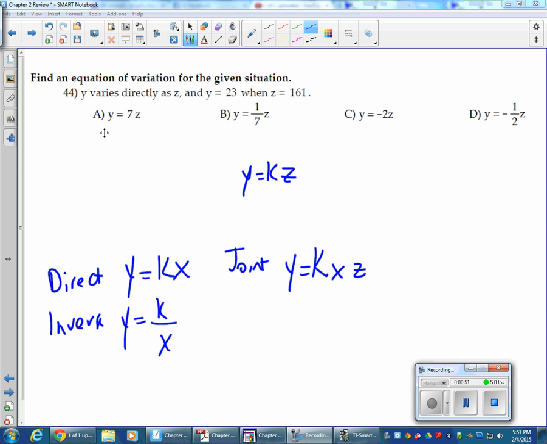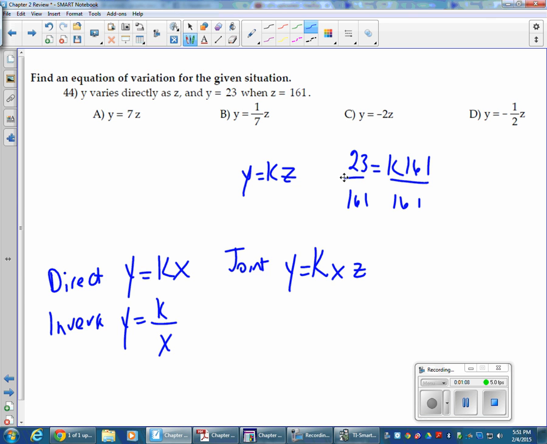So, okay, y varies directly as z, so y equals k times z, except it wasn't x, it was z, and y is 23 when z is 161. So to solve for k, I would divide both sides by 161. So that cancels. K equals 23 over 161. So I just rewrite this problem, but instead of k, I put 23 over 161.